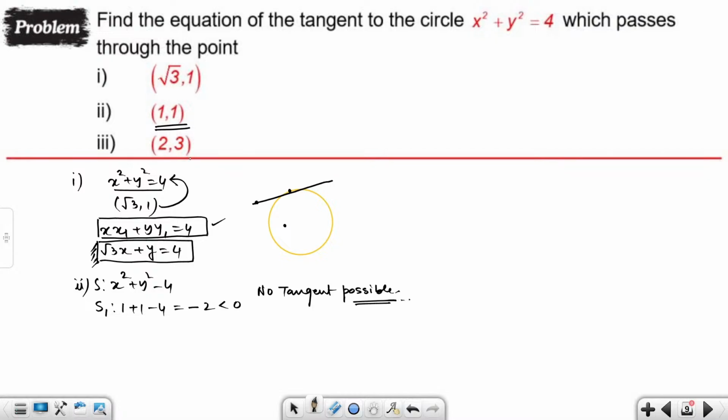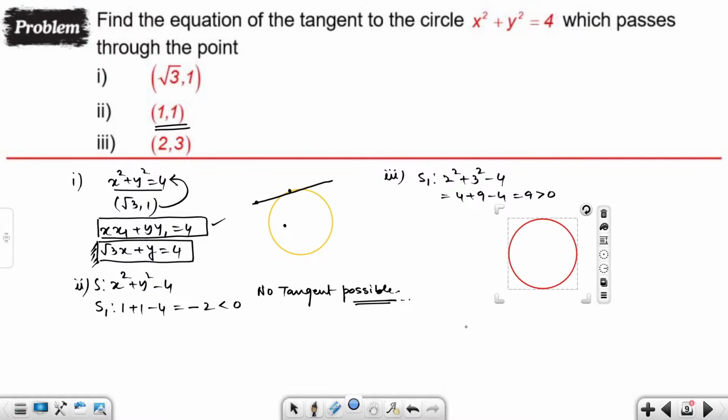Now let us see the point (2, 3). What is the power of the point? It's 2 square plus 3 square minus 4. So the power of the point is 9, which is greater than 0. So I'm sure that this point (2, 3) is lying somewhere outside the circle. Yes or no? Please tell me. Yes, sir. So the point is somewhere here. This point is (2, 3).